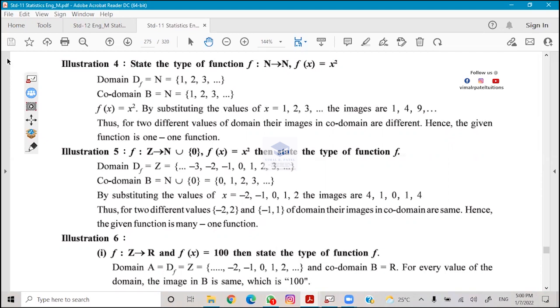Okay, then f is a function from Z to N union 0, meaning N plus 0. Codomain is 0, 1, 2, 3, 4, 5, 6, and f of x is equal to x square. And Z means negative values also. So minus 2's square is 4 and plus 2's square is also 4. Minus 3's square is 9, plus 3's square is also 9. Minus 8's square is 64, plus 8's square is also 64. So two values can have the same value in B. So this is called many-one function. Okay?